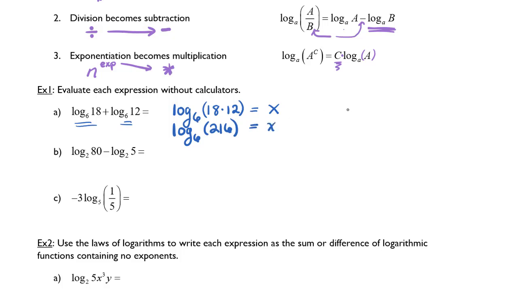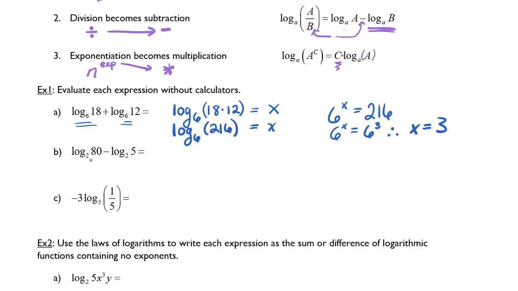And if that's the case, I can say 6 raised to the x is equal to 216. Well, 216 is a perfect cube, and it just happens to be the perfect cube of 6. So I can say that 6 to the x is equal to 6 to the third, and therefore x equals 3. Now let's take a look at the next example.